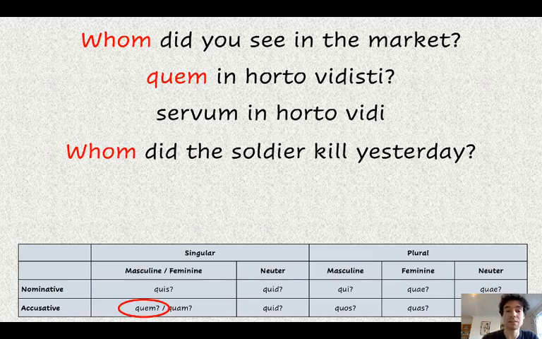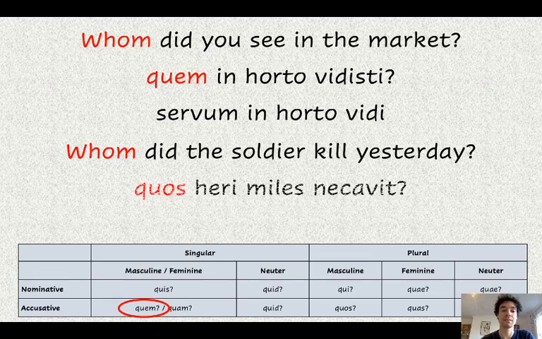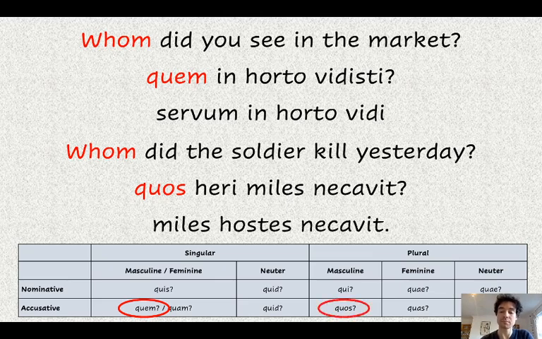Or let's have a look at this other example together. Whom did the soldier kill yesterday? Quos heri miles necavit? Why have I used quos instead of quem? Well, because quos is plural. I assume that the soldier yesterday killed more than one person. So quos heri miles necavit? Miles necavit hostes. He killed the enemies. So I have used the plural of the interrogative pronoun, plural accusative.